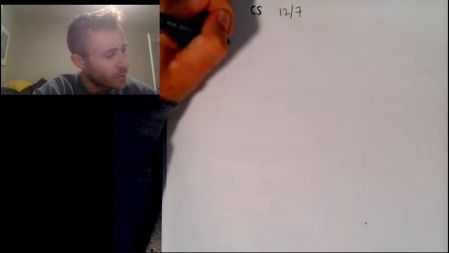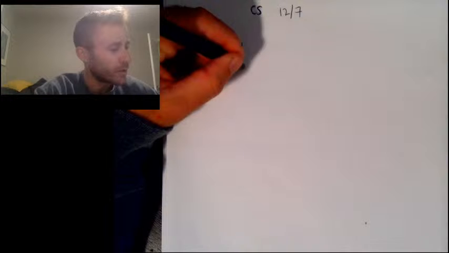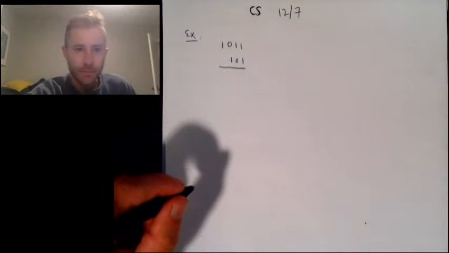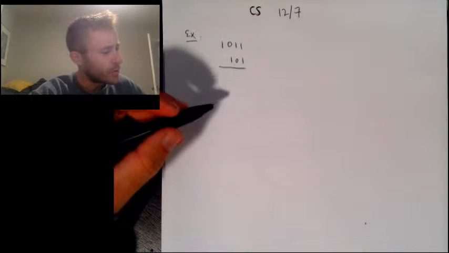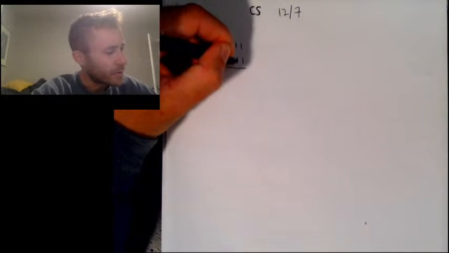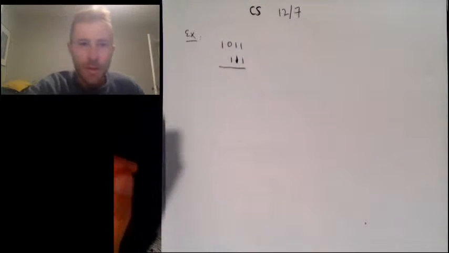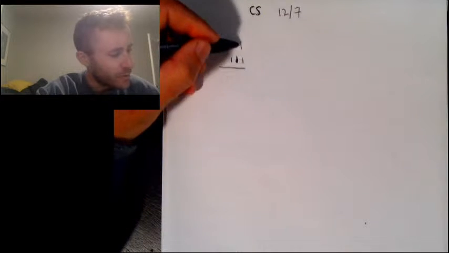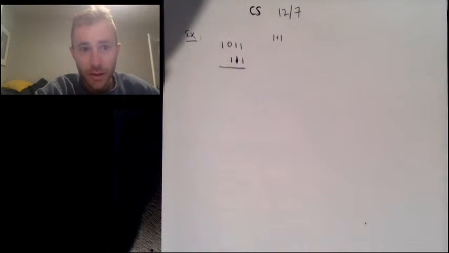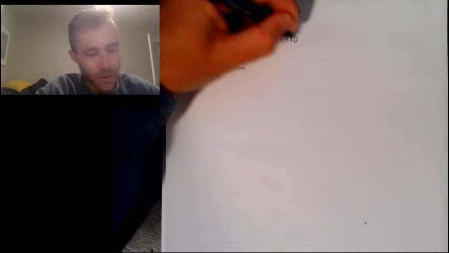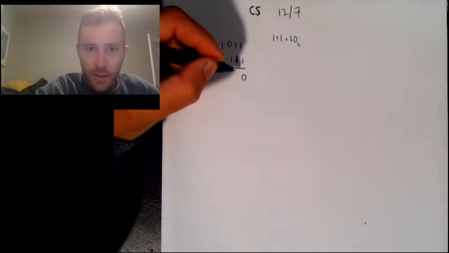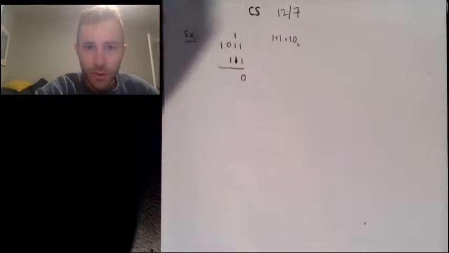So let's say I wanted to add 1011 plus 101, something like that. Actually, I'm going to make this 111. If I look at the ones place, I add these two together. Well, 1 plus 1 in binary is 2, which is 10 in base 2. So I put 0 here, and then I have to carry the 1 over to the next column.